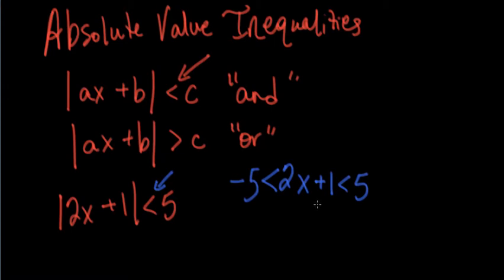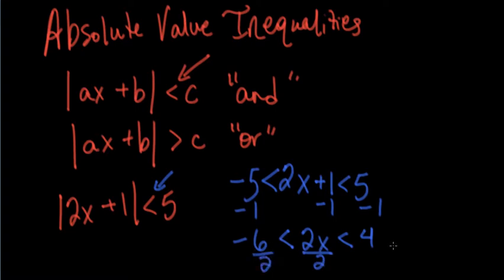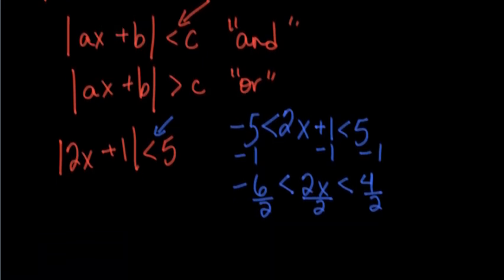I have to solve it like normal. Subtract 1 from all sides. Then you're left with negative 6 is less than 2x is less than 4. Divide everything by 2. When you do that, the 2's cancel in the center because our goal was to get x by itself. And then you're left with negative 3 is less than x is less than 2. So x is greater than negative 3 and less than 2. So that's basically how that goes.